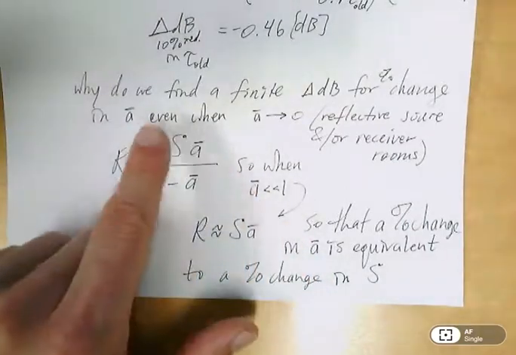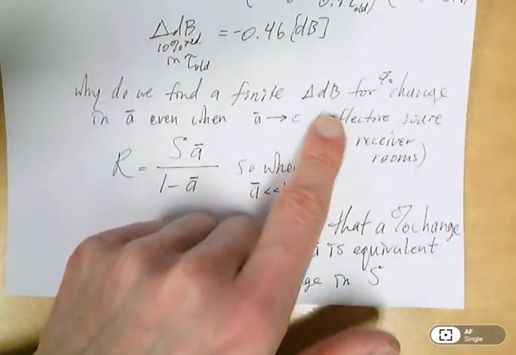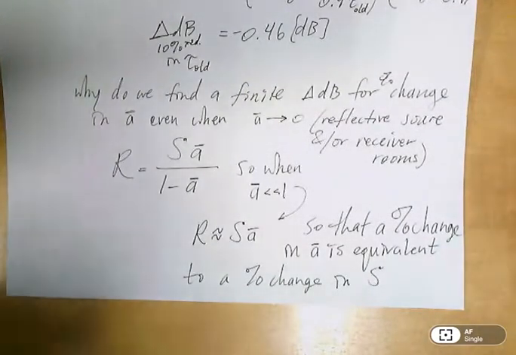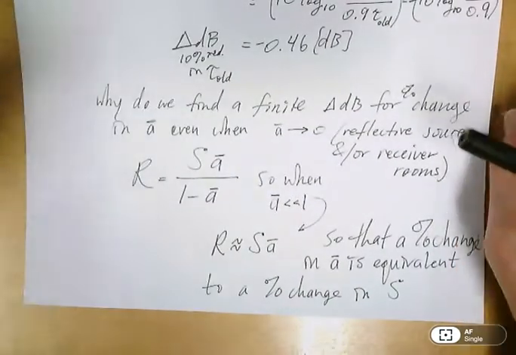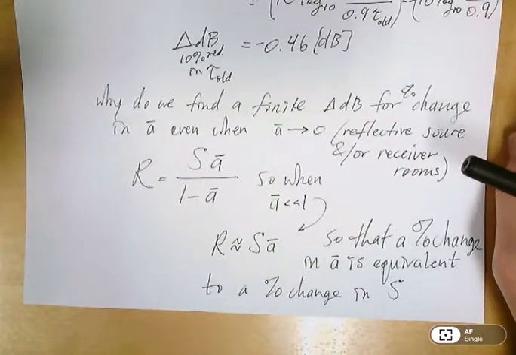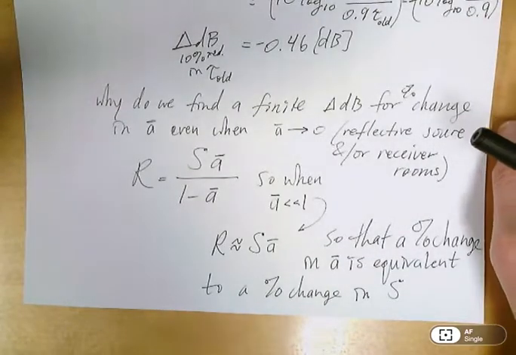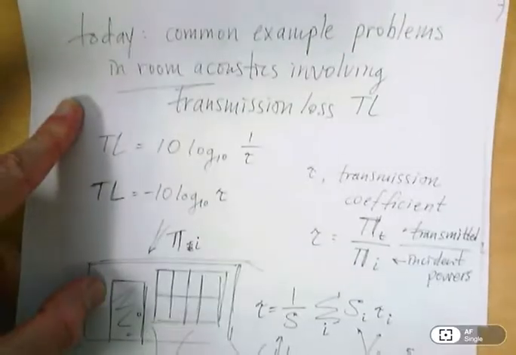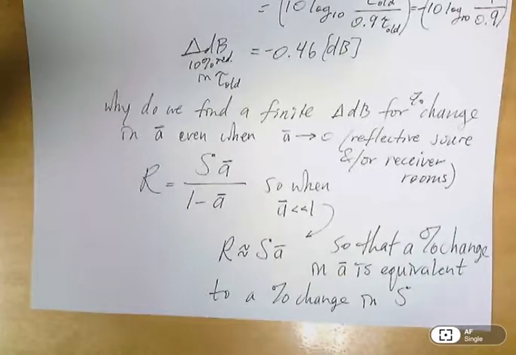So, these examples that we covered today are fairly representative of problems that we may encounter when it comes to the use of transmission loss and room acoustics. So we'll end with that today and pick up on Thursday on some further studies of transmission loss through partitions.